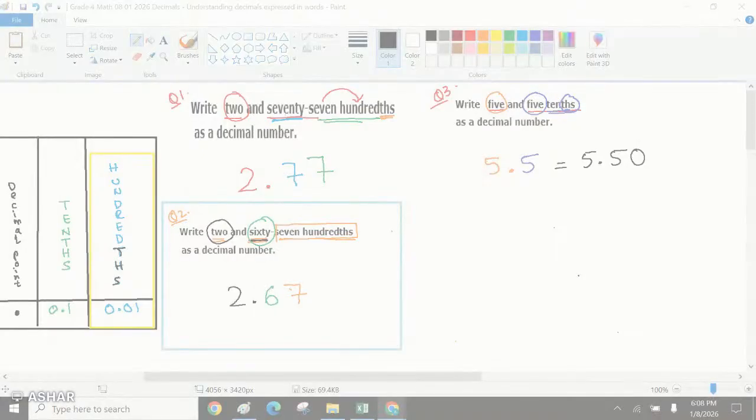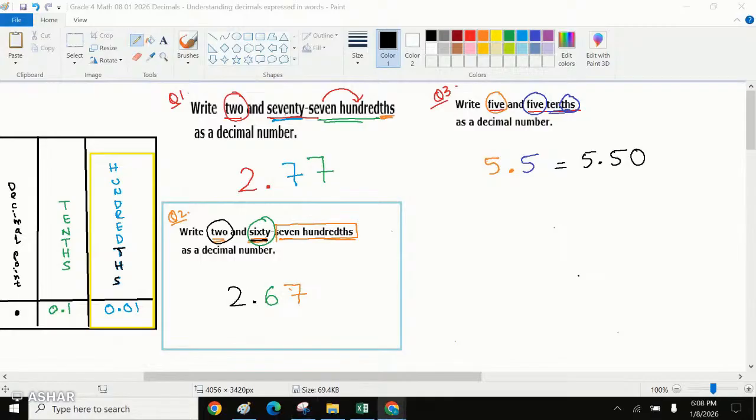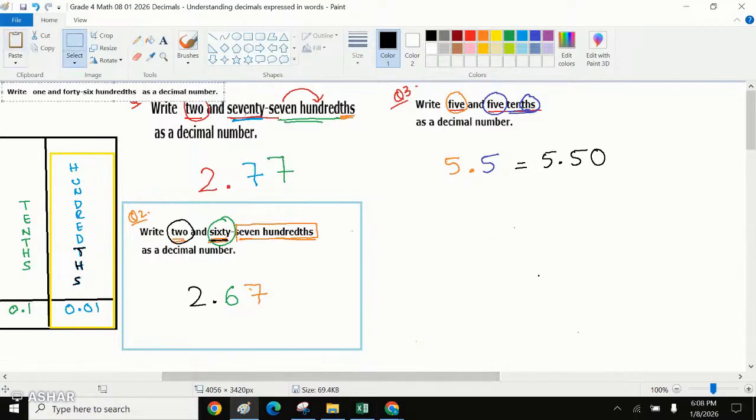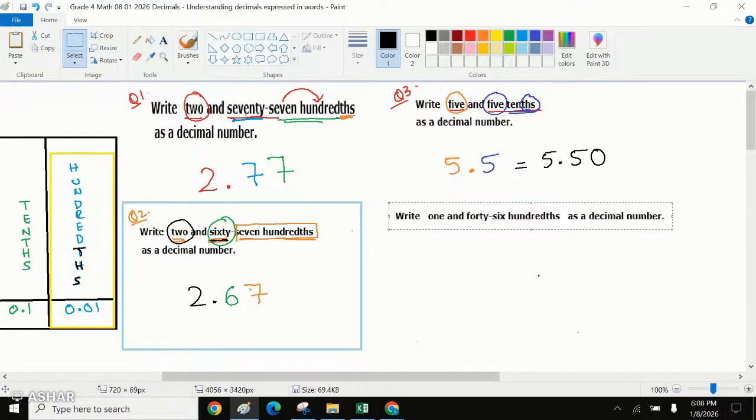They are saying write 1.46. The most important part in doing these kinds of questions is that we need to look at what is written next to the number. If it says tens, then we consider the tens. If it says hundreds, then we consider the hundreds. This part I'll highlight, tens and hundreds. This is very important for us to see how many decimal places there would be.